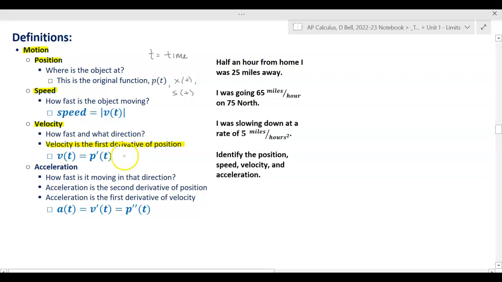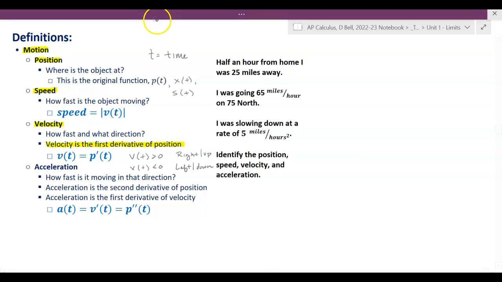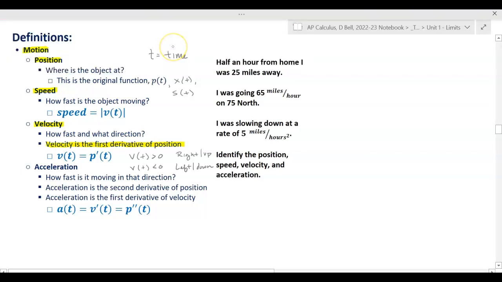So when velocity is positive, v of t is greater than 0, the object is moving to the right or up. And if velocity is negative, less than 0, the object is moving to the left or down. So that's why we say speed is the absolute value of velocity, because even if we're moving left or down, we're still moving, and we just need to know how fast we're moving for speed, not necessarily which direction.